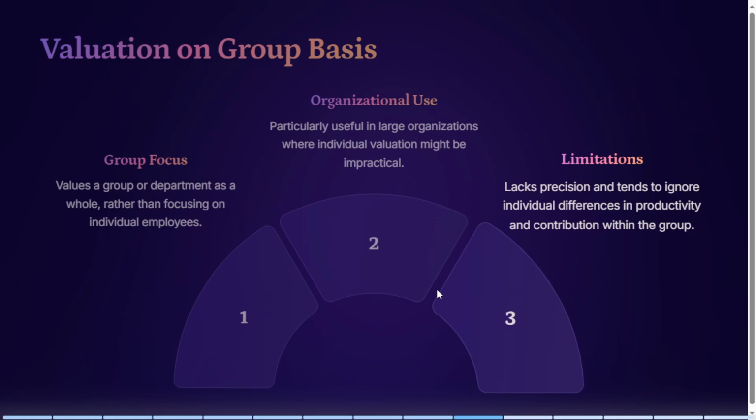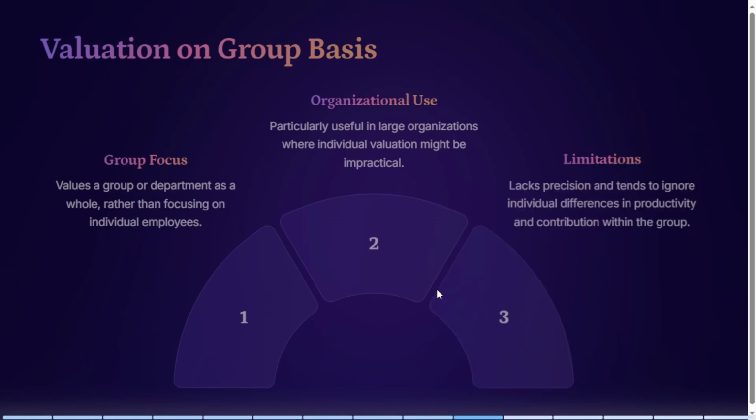For your UGC NET preparation, common exam questions may ask for comparison: which model is most suitable? Why is the Flamholtz model considered most comprehensive but difficult to implement? Pro tip: value-based models are theoretically superior because they focus on future benefit, but they are harder to implement due to forecasting challenges and subjective assumptions. The trend in modern HRA is moving towards these value-based approaches, especially as companies recognize that human capital is often their most valuable asset.